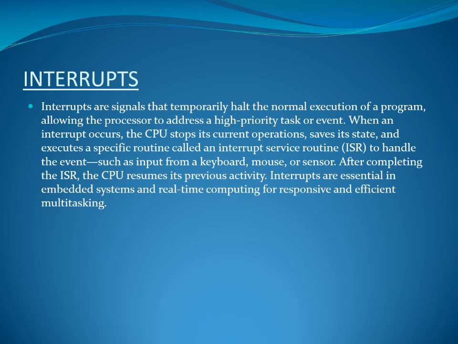So now let's come to interrupts. An interrupt is a signal that temporarily halts the execution of the current program to attend to a higher priority event. Upon receiving an interrupt, the CPU saves its current state, jumps to a specific memory location containing the ISR or interrupt handler, executes the ISR to address the event, and then restores its previous state.